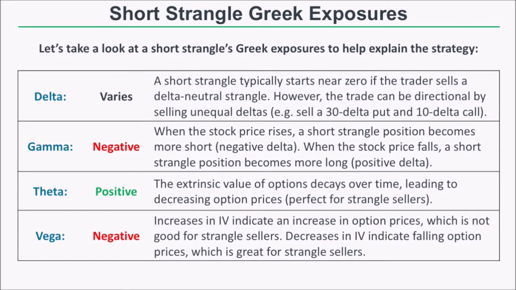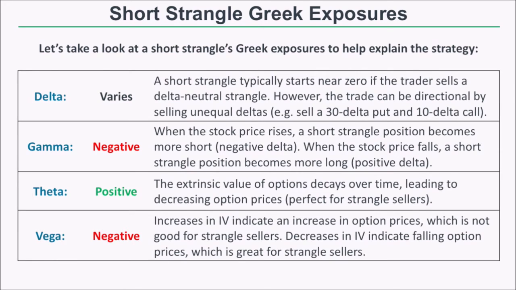So in regards to theta, a short strangle position has positive theta. Now that means that as the extrinsic value of options decays over time, this leads to profits for a short strangle holder. That's because as a strangle seller, you want the options that you sold to decrease in price, and since options decrease in price as time passes, you have a positive theta value on your short strangle, which means that you profit from the passage of time.